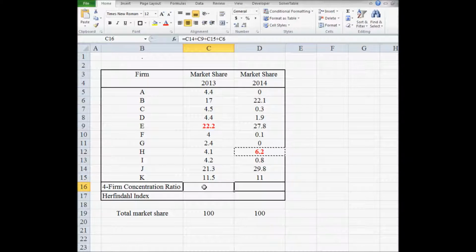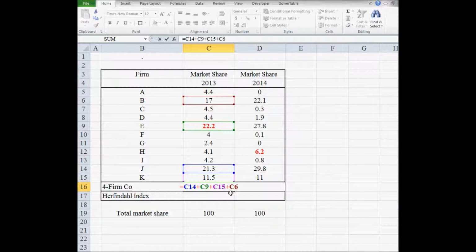Next, I need the four-firm concentration ratio, which is 72. How did I calculate that? All you do for the four-firm concentration ratio is add up the market shares of the four firms that have the four highest market shares. The highest market share is 22.2. The next highest is 21.3. The next highest is 17. And the fourth is 11.5.